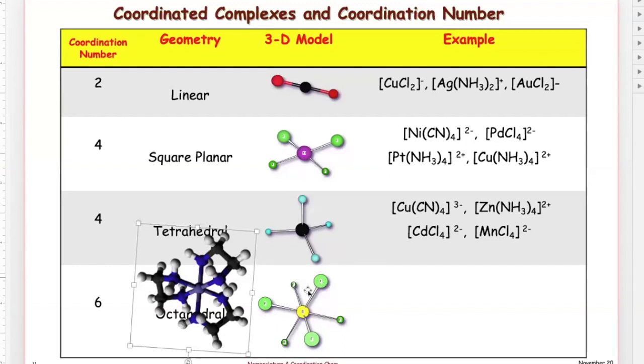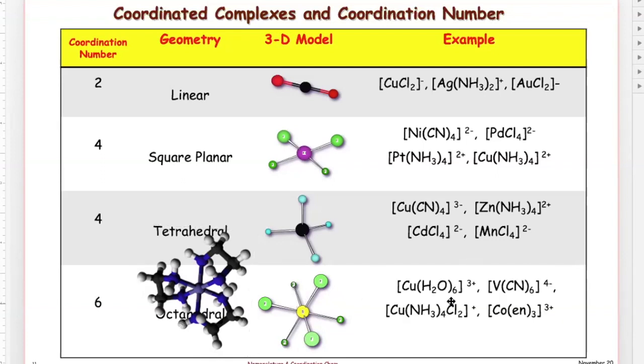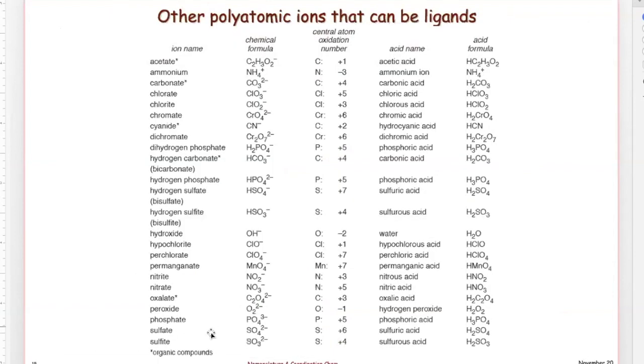All sides are identical. Examples that might have that octahedral geometry are these right here. In fact, the chemicals that you guys synthesized in your lab all had octahedral geometry. Whether it be salt A, salt B, or salt C, or even the starting material, it had octahedral geometry. These are examples of ligands.